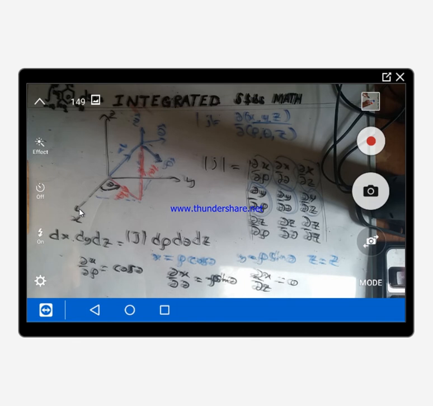In the next video, I'll continue with the other tasks, especially how the del operator comes about, and how I can use it to write the Laplacian, and what about the divergence and the curl. There are all these things.